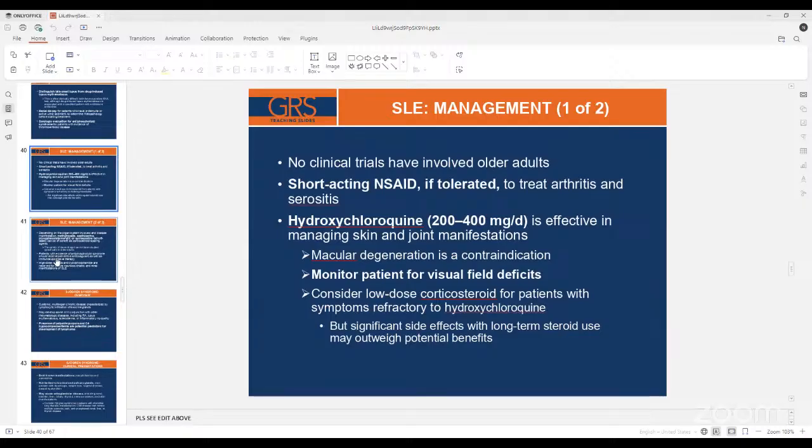Consider low-dose corticosteroid for patients with symptoms refractory to hydroxychloroquine. Most significant side effects with long-term steroid use may outweigh the potential benefits. As we know, steroids are magic, but their side effects are also significant.